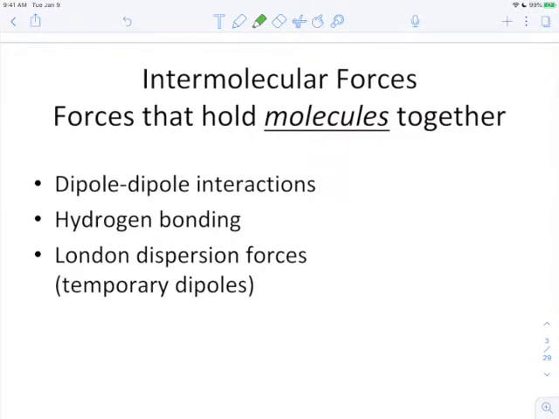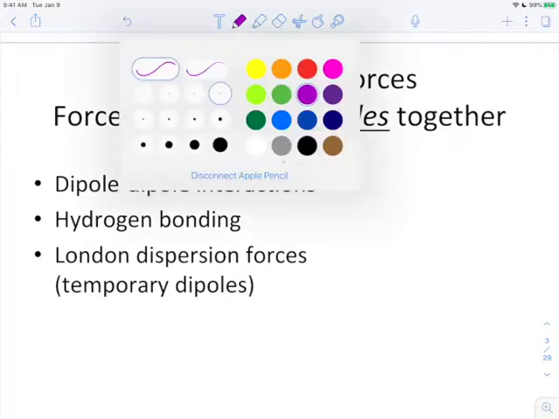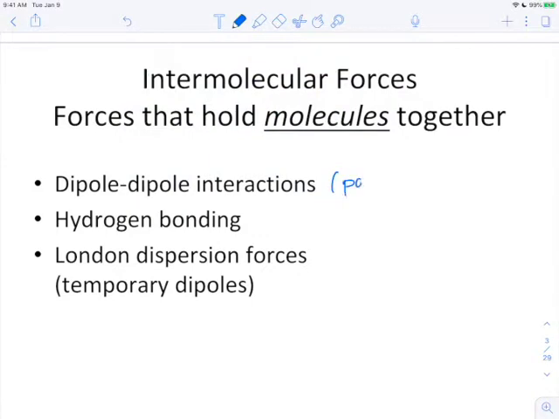All right, so again, these are the forces that are going to hold the molecules together, and we're going to talk about 3 types. So first we have our dipole-dipole interactions. And if you remember from way back when, if something has a dipole moment, it is polar. So dipole-dipole means that we have 2 polar molecules. So another way to talk about this is polar-polar.